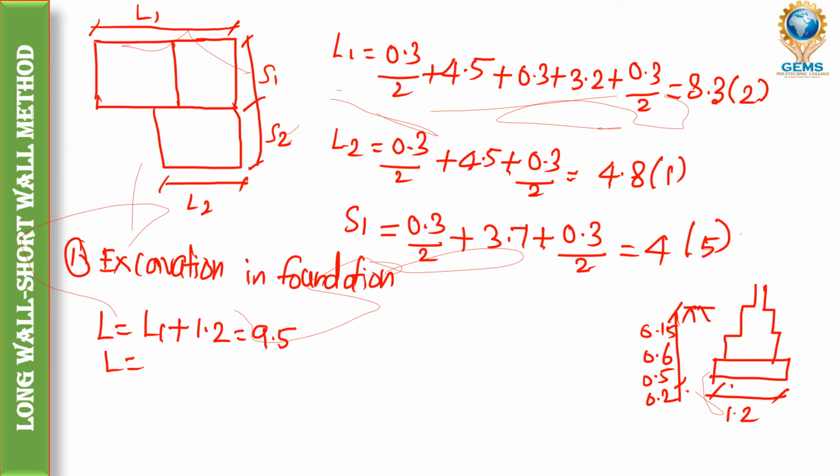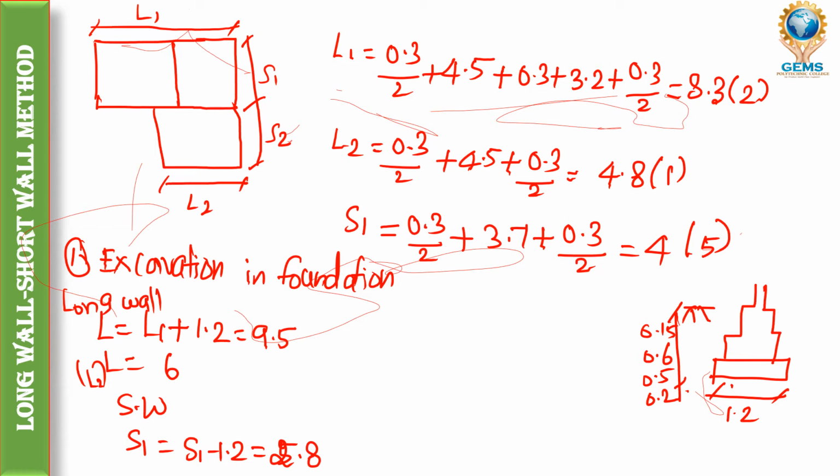Then for L2 we need to find. So L2 is 4.8 plus 1.2, so we will get 6.0 for L2. The length for L2 is 6.0. This is for the long wall. Then for the short wall, S1 and S2, what will we get? We need to subtract, right? So S1 minus 1.2. S1 is 4, so 4 minus 1.2 we will get 2.8. So this is S1 for the short wall.